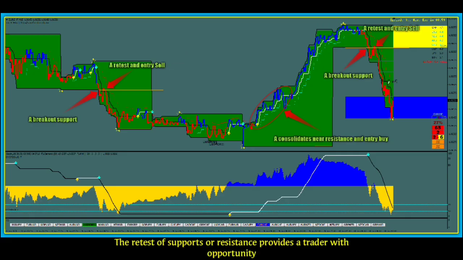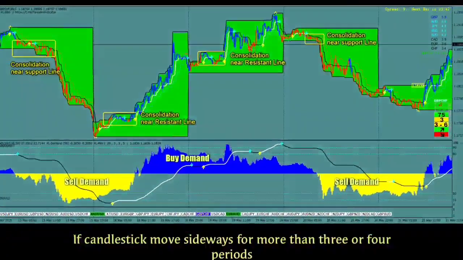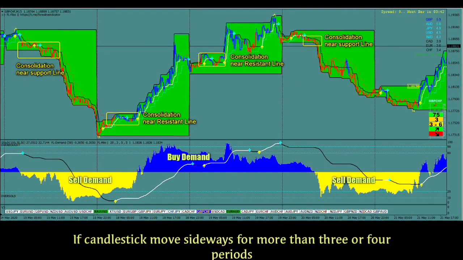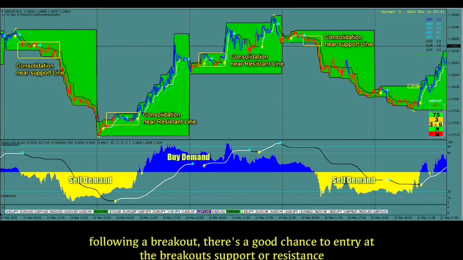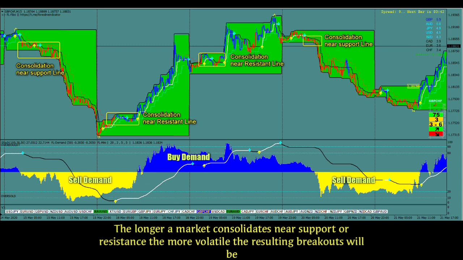The retest of support or resistance provides a trader with an opportunity to enter after the breakout of support or resistance. If the candlestick moves sideways for more than 3 or 4 periods following a breakout, there's a good chance to enter at the breakout of support or resistance. The longer a market consolidates near support or resistance, the more volatile the resulting breakout will be.